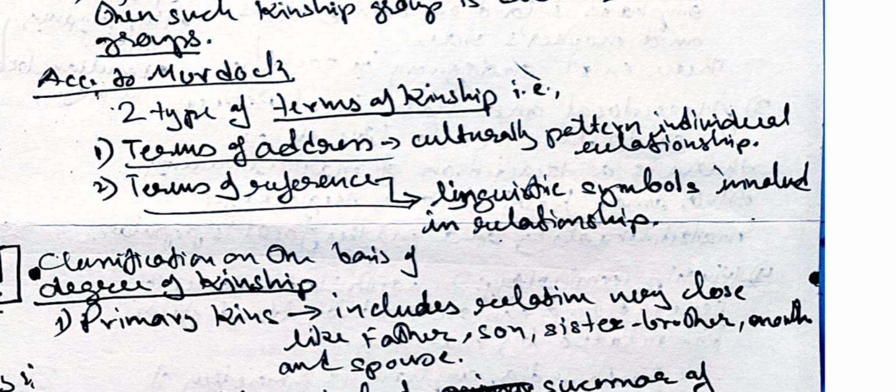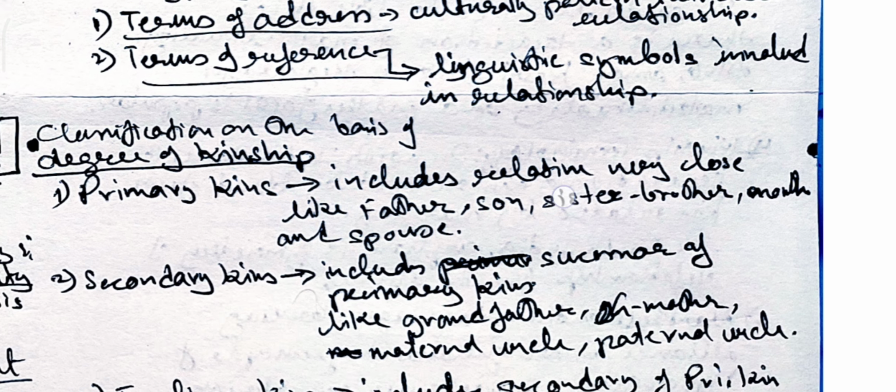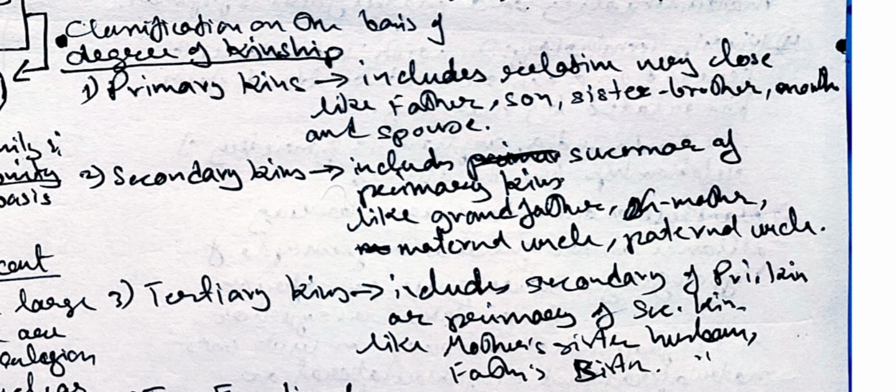Moving ahead, according to Murdock, there are two types of kinship. So right now we have discussed three basic types of kin. This is the third we are discussing, which is proposed by Murdock. He says there are two terms in kinship. Number one is term of address and term of reference. Term of address is culturally patterned individual relationships, and term of reference is the linguistic symbols involved in the relationship.